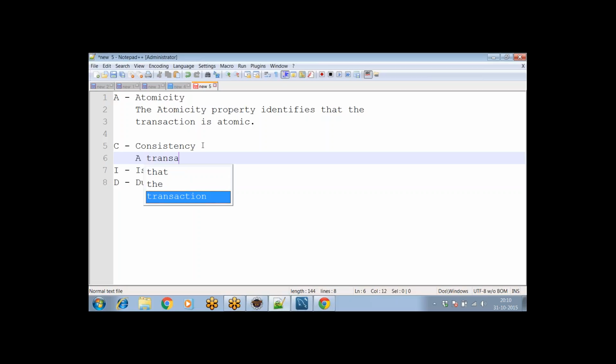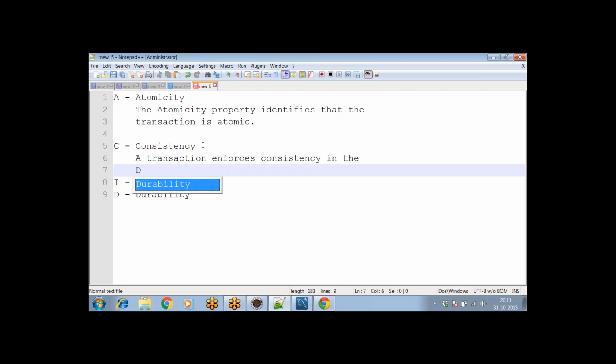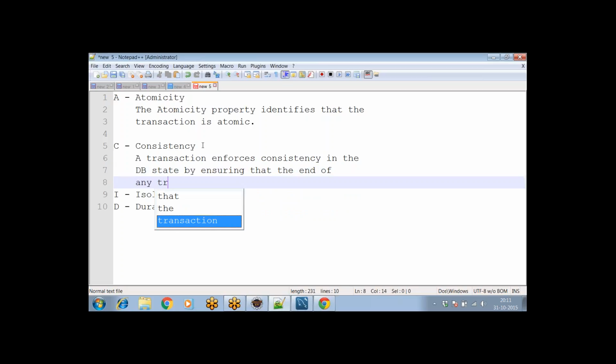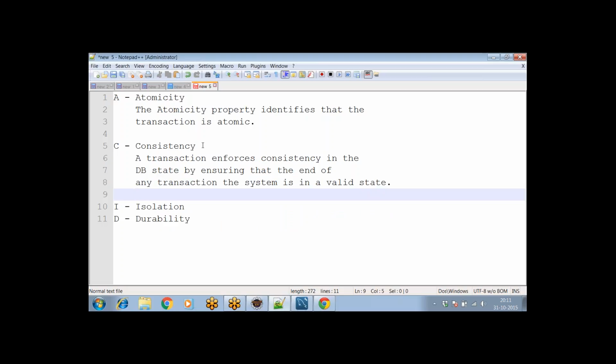So a transaction enforces consistency in the system, or in the system state, or in the DB state, I can say, ensuring that at the end of any transaction, the system is in a valid state. Yes, the system is in a valid state.